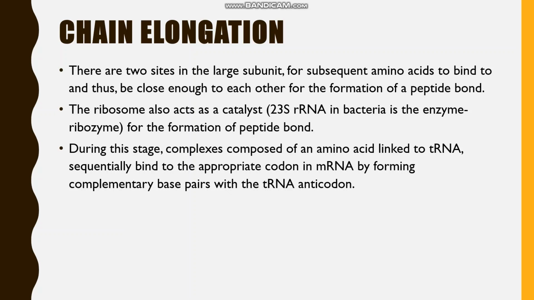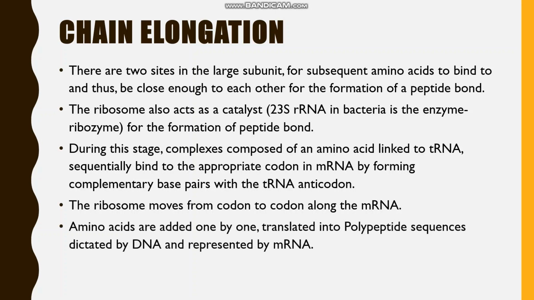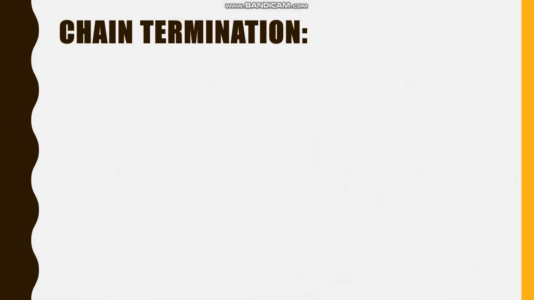During this stage, complexes composed of an amino acid linked to tRNA sequentially bind to the appropriate codon in mRNA by forming complementary base pairs with the RNA anticodon. The ribosome moves from codon to codon along the mRNA. Amino acids are added one by one, translated into polypeptide sequences dictated by DNA and represented by mRNA. Now, we are moving to the next step, that is chain termination.